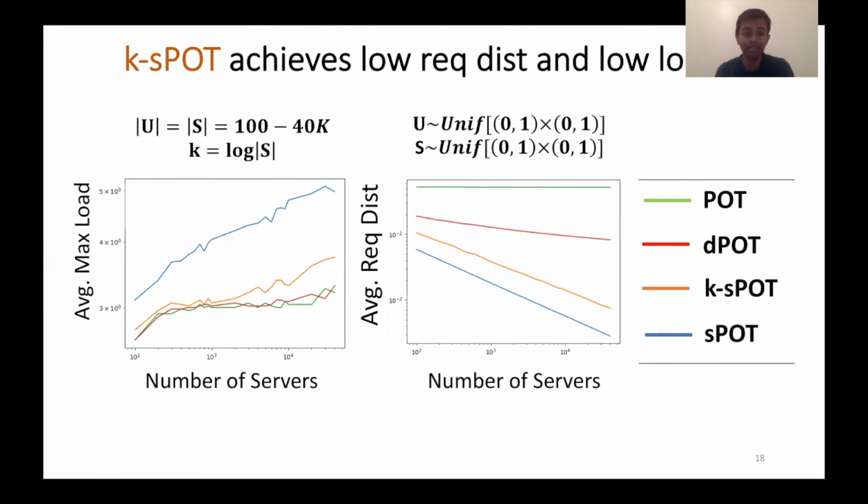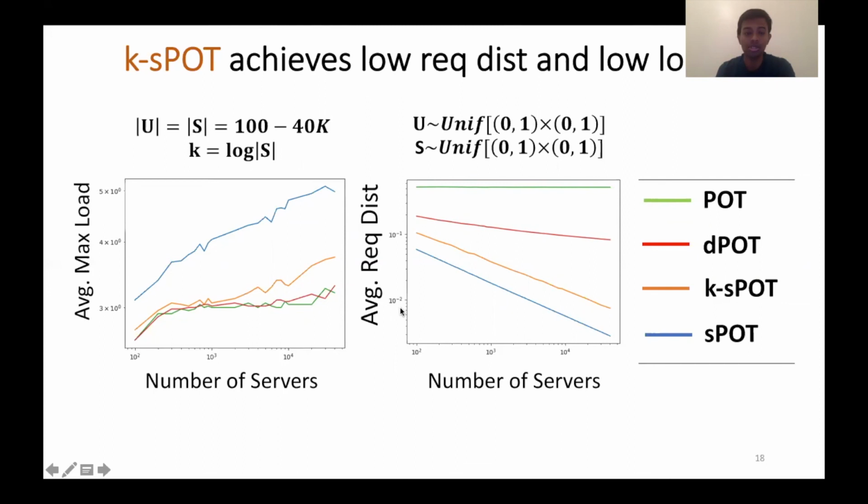Here on the left plot, we have average maximum load as a function of the number of servers. On the right plot, we have average request distance as a function of the number of servers. Colors represent various policies. The orange curve here is the KSPOT policy. On the left, you can see it is closer to POT, which is the green curve here. So with respect to maximum load, it is closer to POT. And here on the right, with respect to average request distance, it is quite away from POT, closer to the SPOT policy.